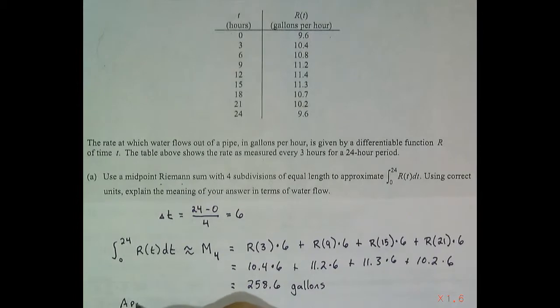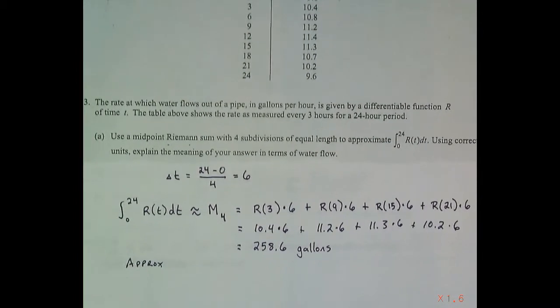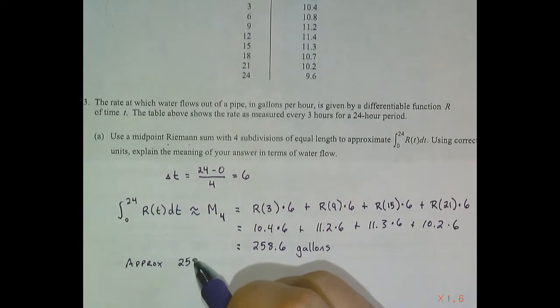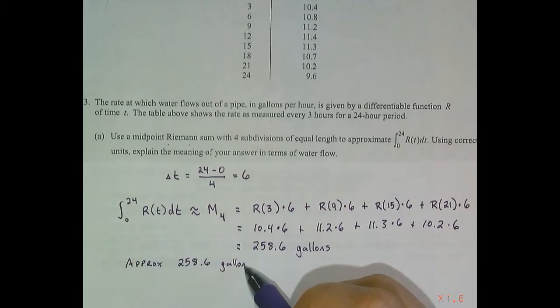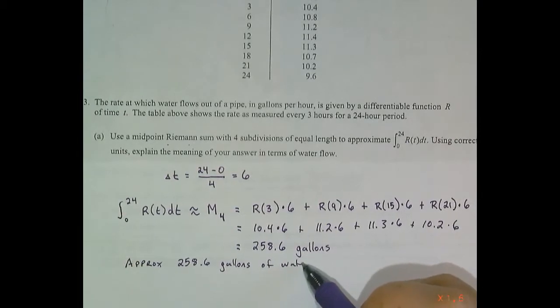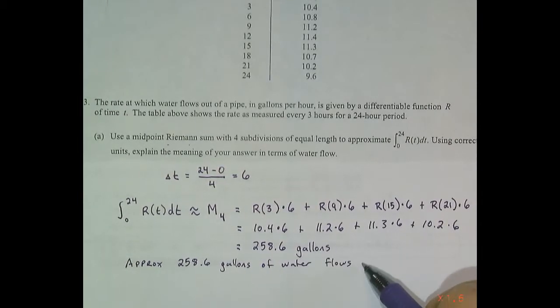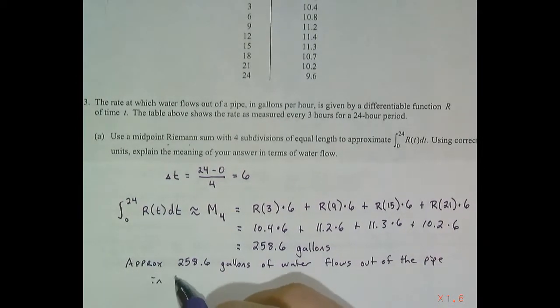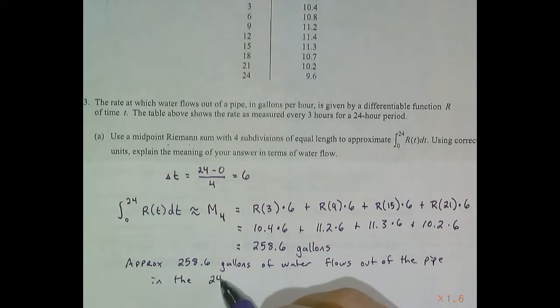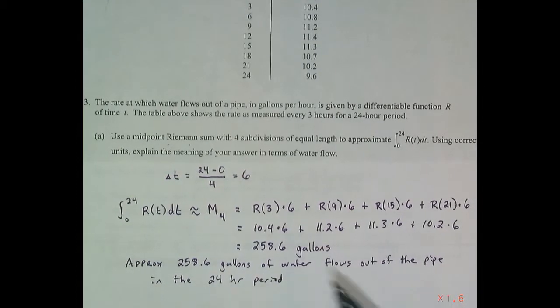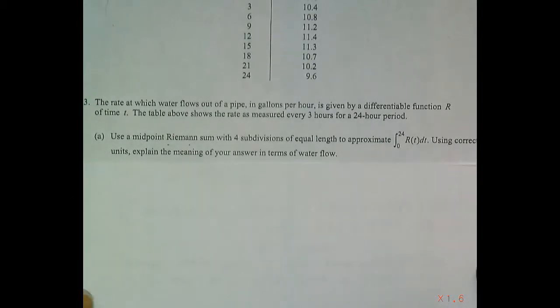So the meaning of this: approximately 258.6 gallons of water flows out of the pipe in the 24-hour period, t equals 0 to t equals 24. I'll talk about the grading when we get all the way done to part C. So let's go ahead and move on to part B.